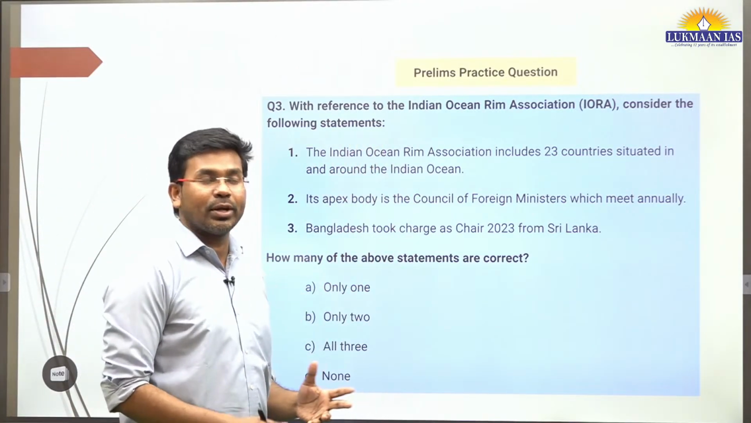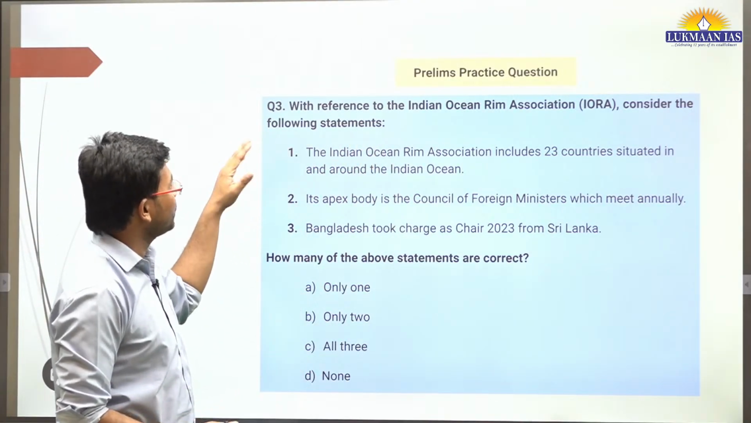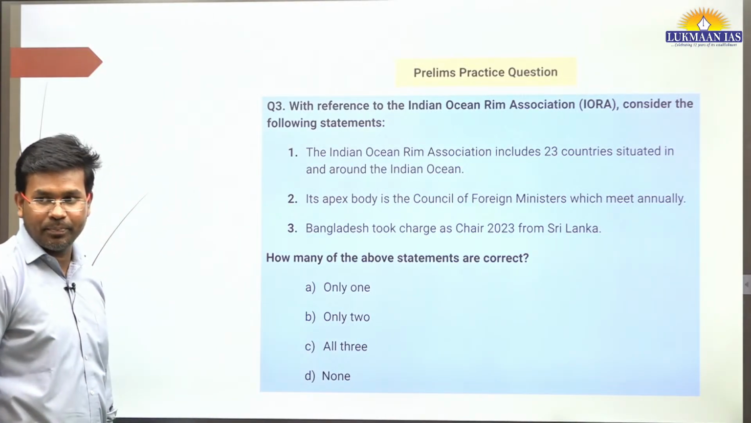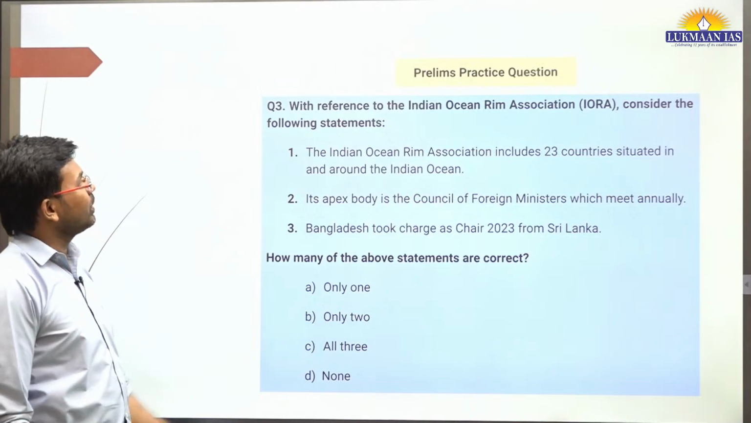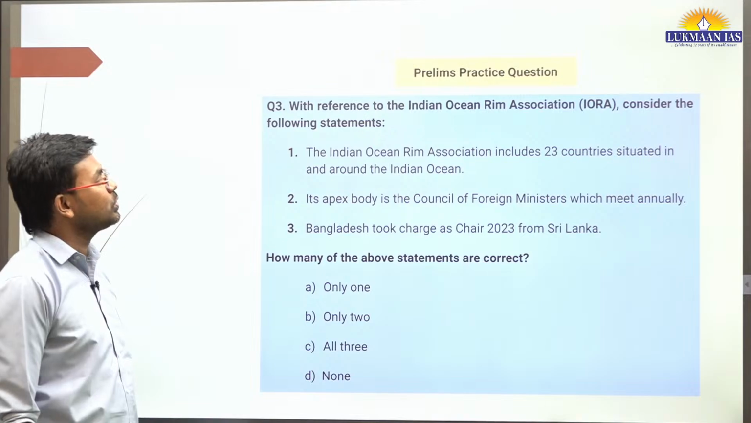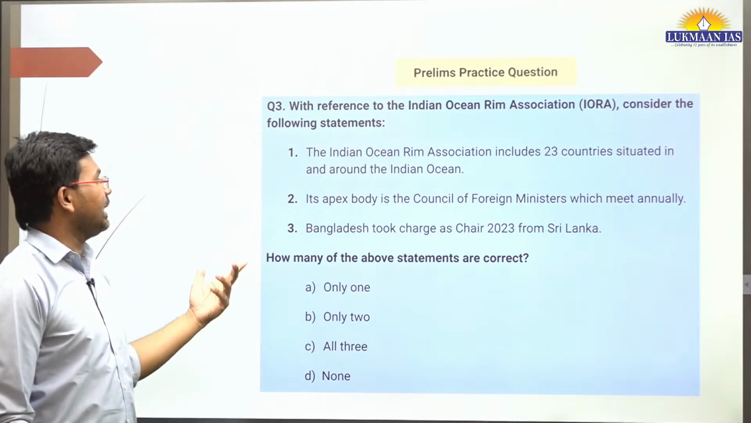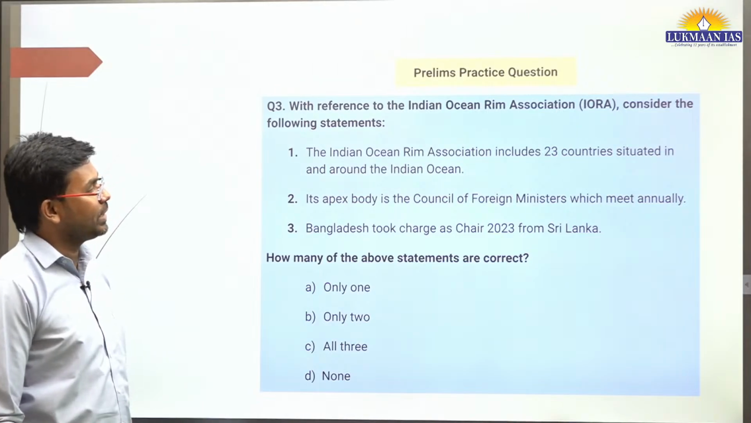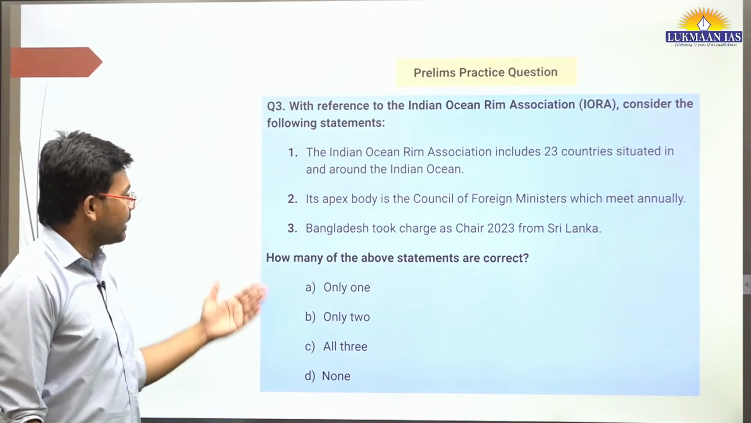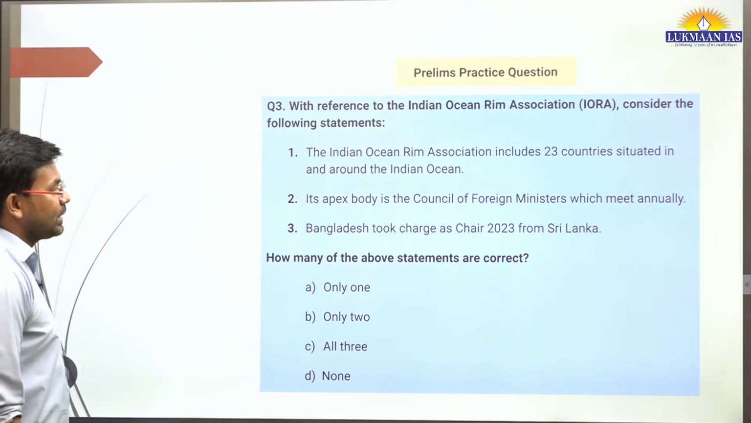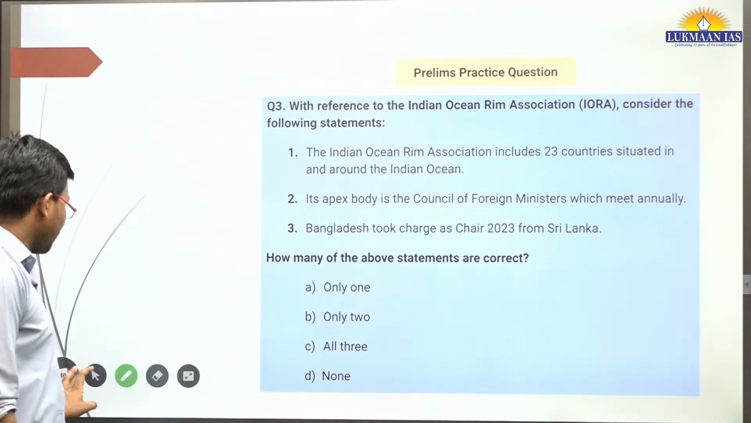Now we are talking about another topic, and we have a question. It is with reference to the Indian Ocean Rim Association. Consider the following statements. First, the Indian Ocean Rim Association includes 23 countries situated in and around the Indian Ocean. Second, its apex body is the Council of Foreign Ministers, which meets annually. And third, Bangladesh took charge as chair in 2023 from Sri Lanka. So you need to answer this question.